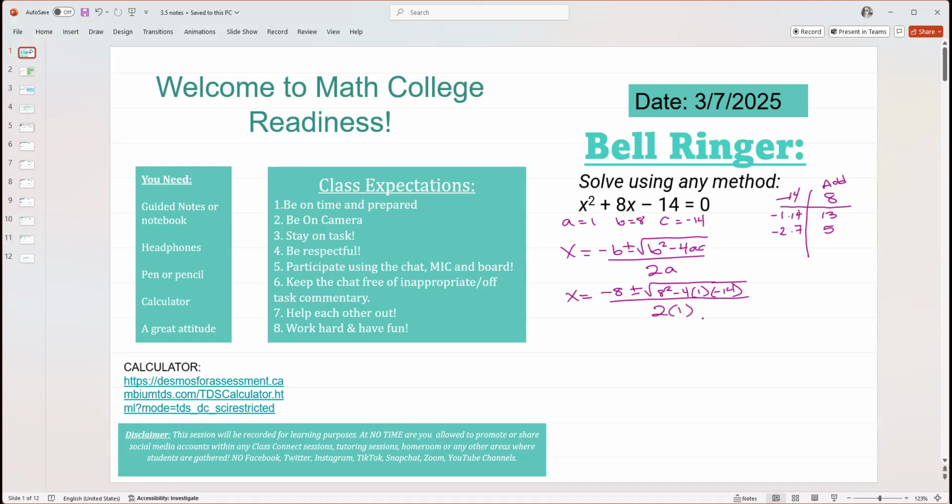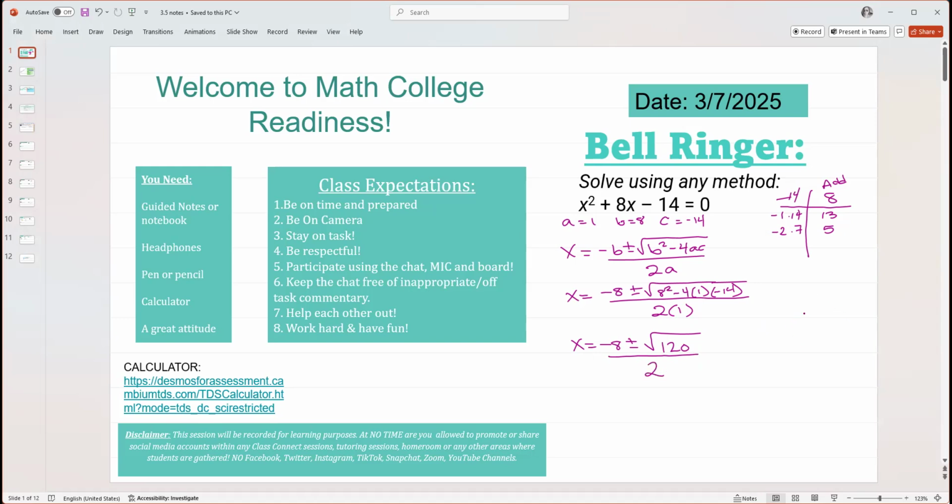Okay, so you can grab your calculators and simplify what's under the radical. We are going to get x equals negative 8 plus or minus the square root of 120. So that explains why we couldn't find any factors, because 120 is not a perfect square. And then 2 times 1 is 2.